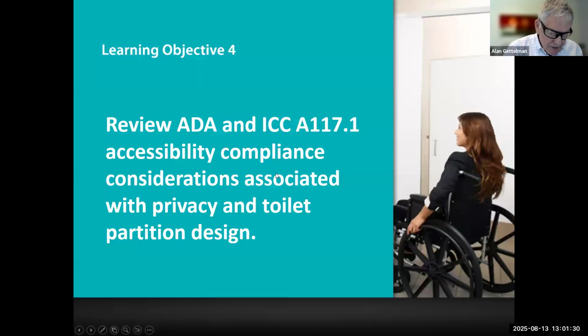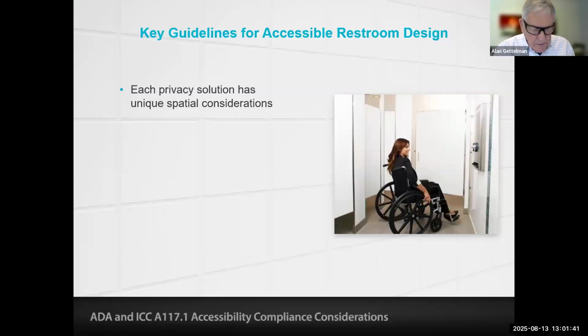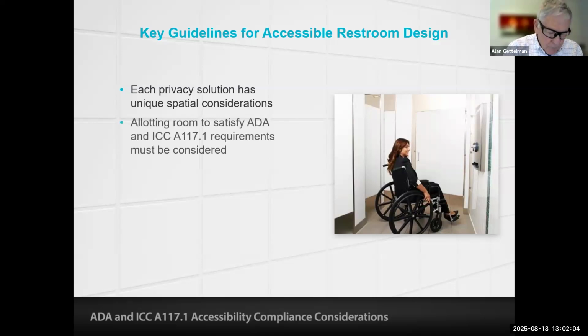All right, moving into our last objective is where we're going to review the accessibility compliance considerations of the different privacy solutions. Toilet partitions and cubicles should be designed with privacy needs and the desires of the occupants in mind, but they also have to comply with the accessibility standards. And as discussed earlier, different privacy solutions have unique features and different space requirements. When choosing a privacy solution, it's critical to consider the ADA and A117 requirements.